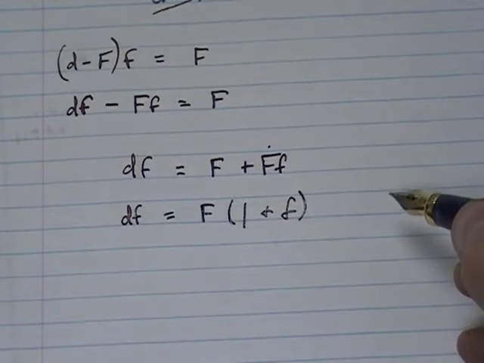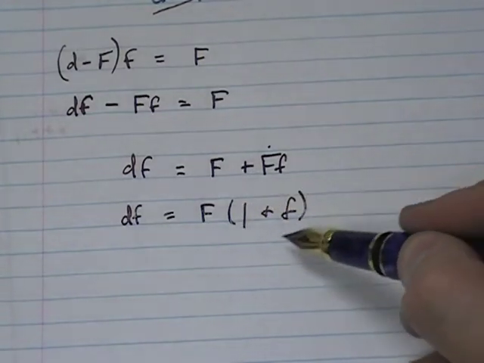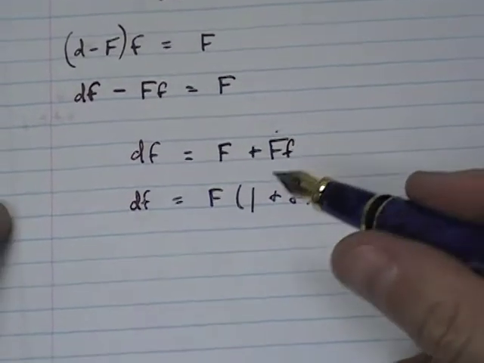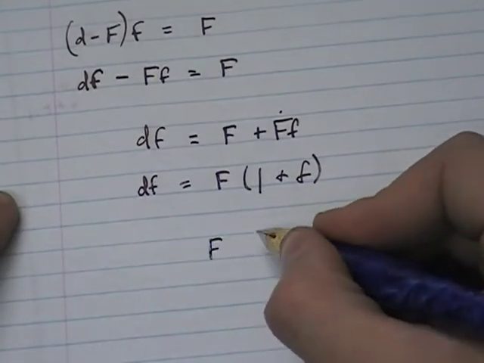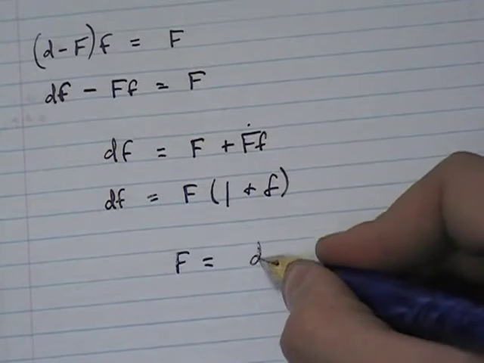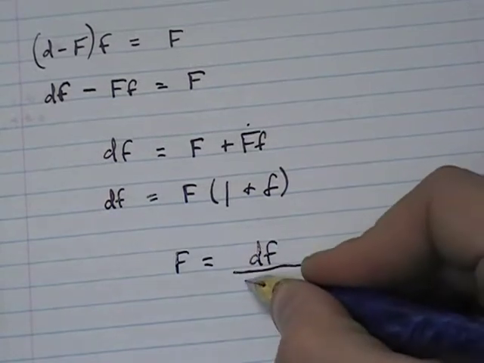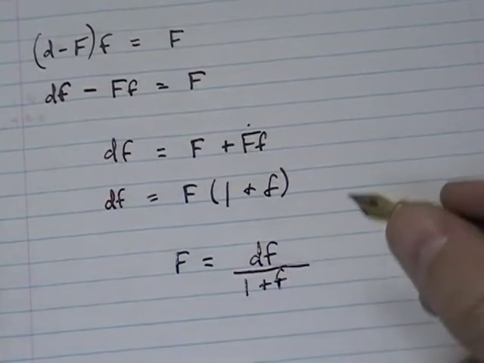Now what? Divide by this quantity and F will be by itself. So what is our final answer? We get F equal to Df over 1 plus f.